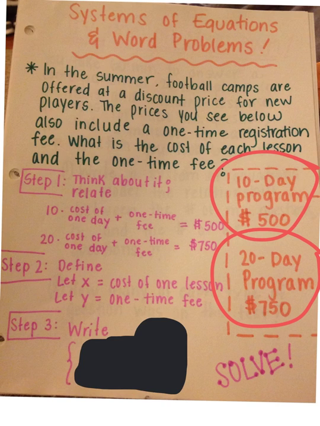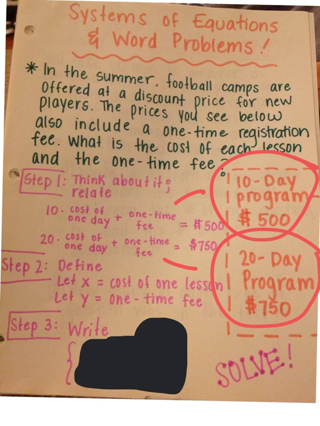So step one, we want to think about the problem and relate it. Here I have 10 times the cost of one day plus a one-time fee is equal to 500. So that is referring to the 10-day program. Next, I have 20 times the cost of one day plus the one-time fee is $750, and that refers to our second option, the 20-day program. Step two, we're going to define our variables. We're going to let x equal the cost of one lesson and y equals the cost of the one-time fee.